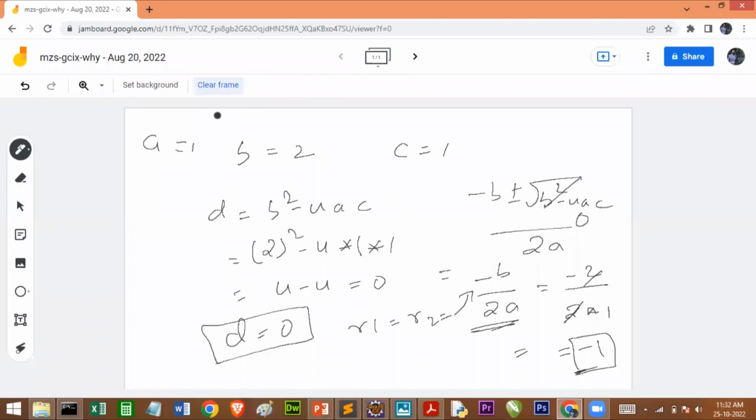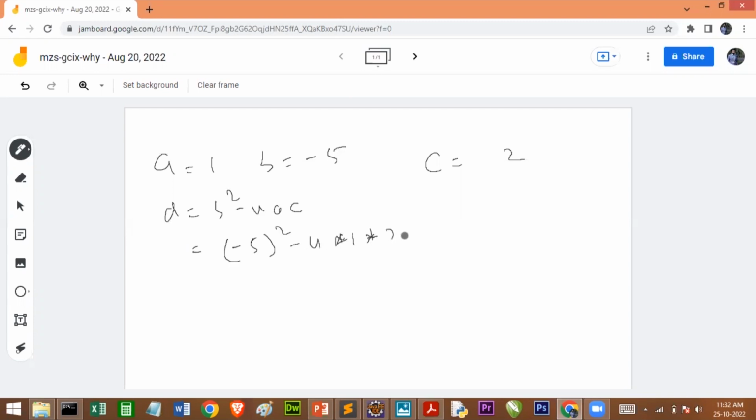I'll clear this frame. Okay. Assume that the value of A we have taken 1, and the value of B we have taken -5, and the value of C is equal to 2. So here the discriminant b square minus 4ac is equal to, what is the value of b? -5 square minus 4 into 1 into 2.